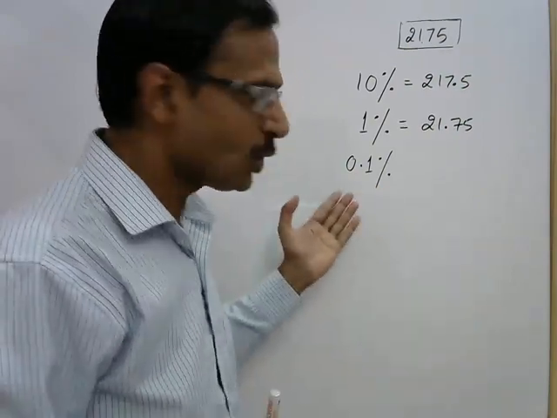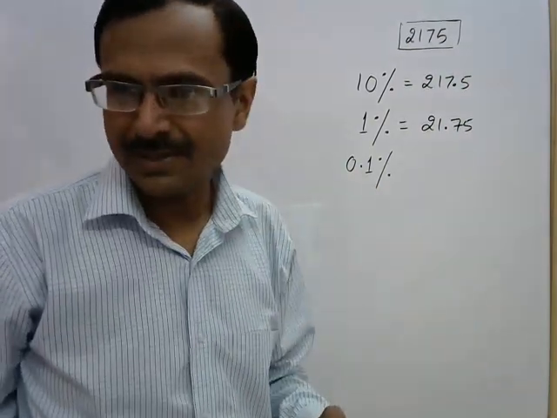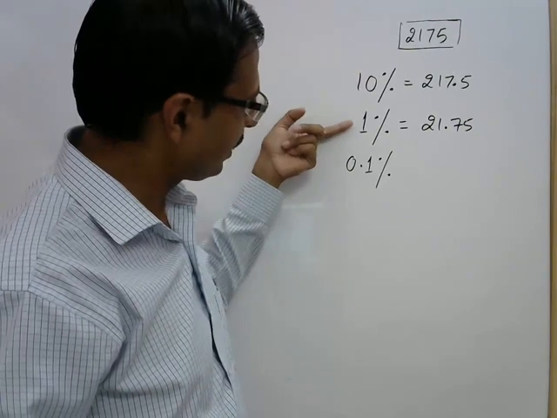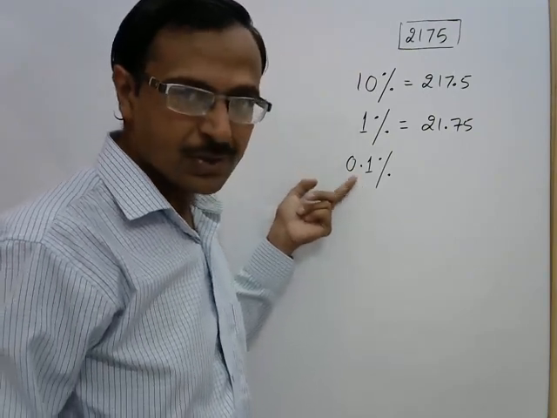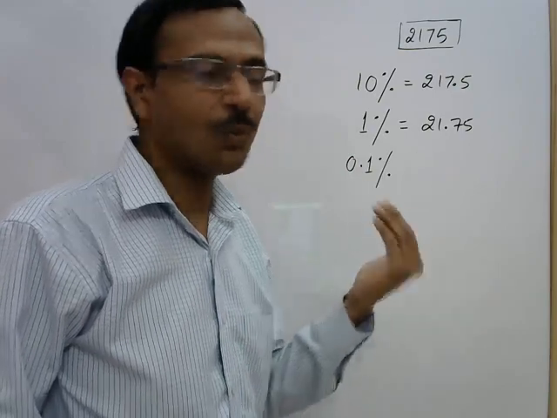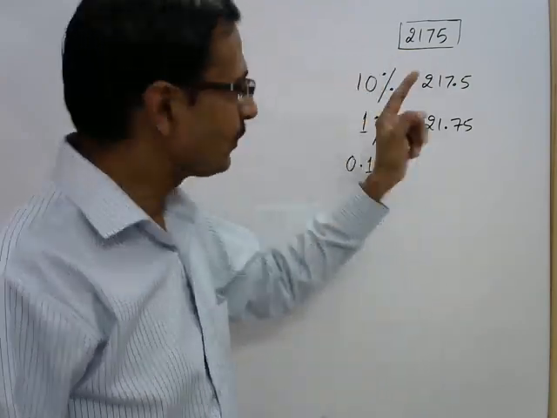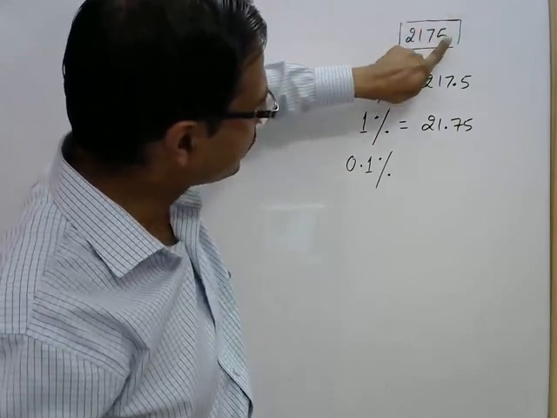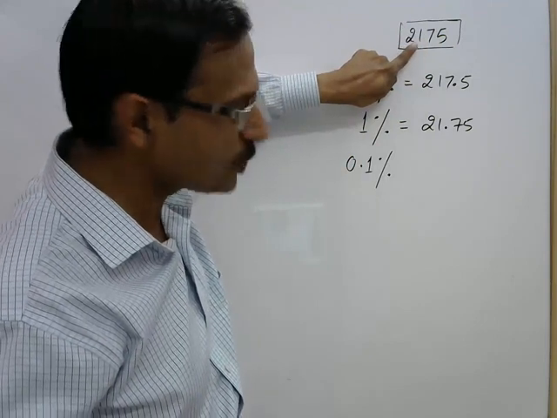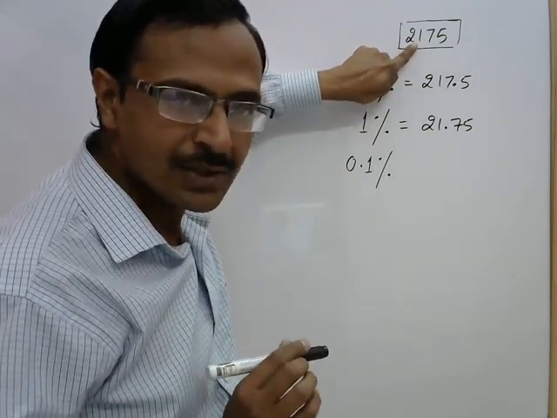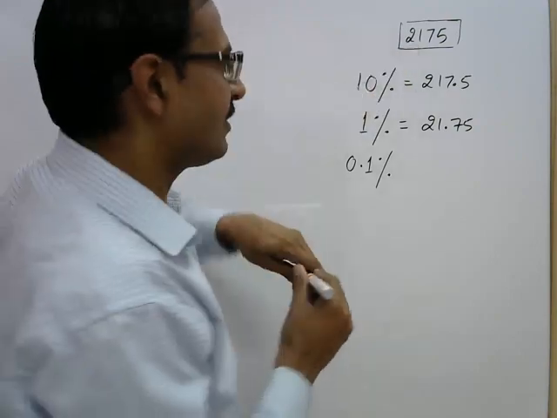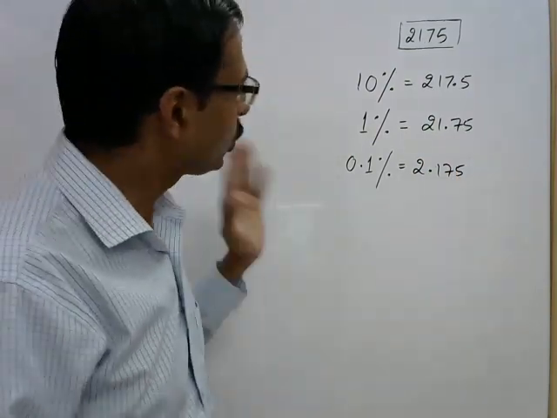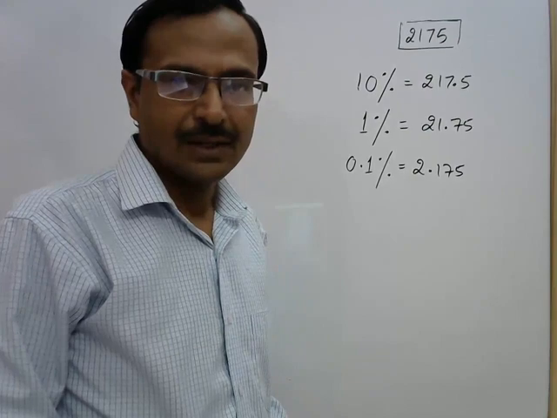Now what about 0.1%? Again, 10 divided by 10 is 1, and 1 divided by 10 is 0.1. So shift the decimal place another one digit towards the left. If you shift the decimal three digits towards the left, 1, 2, 3, then you will approach the place between 2 and 1. If you put a decimal here, 2.175, this is 0.1% of 2175.